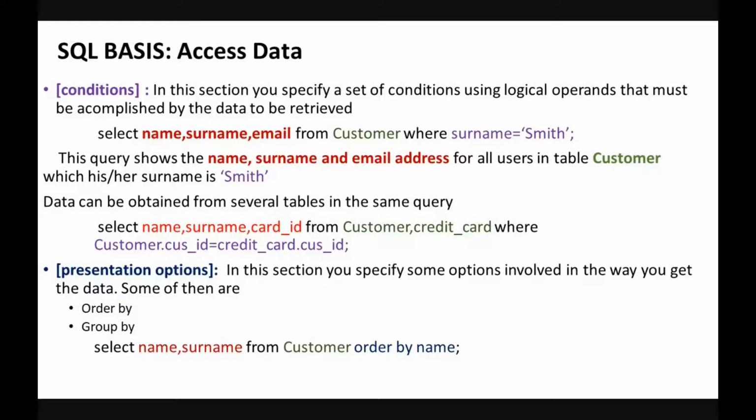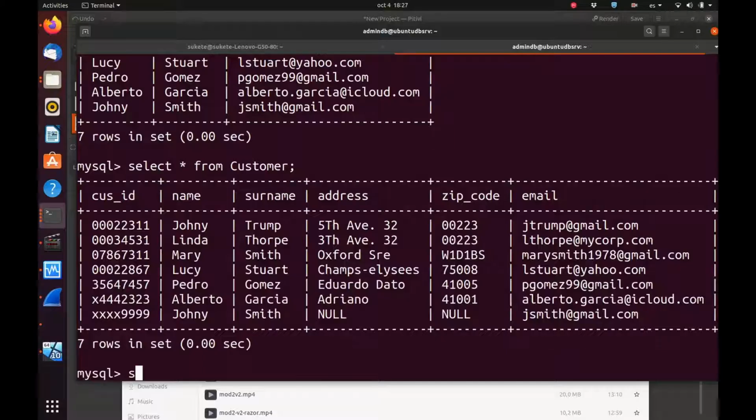SQL Basics, access data. Conditions. In this section, specify a set of conditions using logical operands that must be accomplished by the data to be retrieved. Select name, surname, email from customer, where surname equals Smith. This query shows the name, surname, and email address for all users in table customer with the surname Smith.